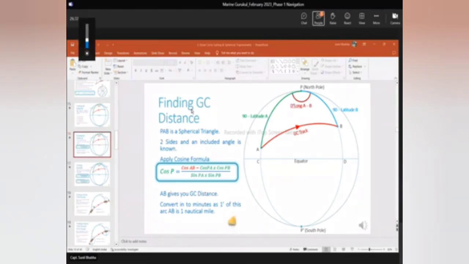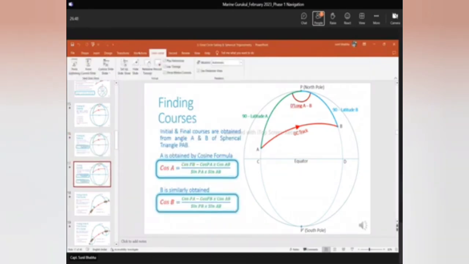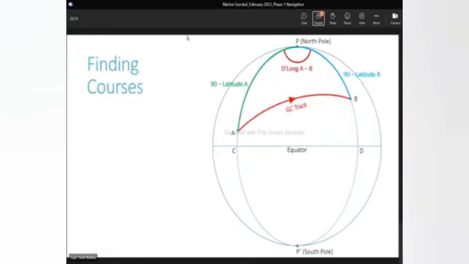Very good beta, great. So we are moving ahead now, and we are now going to find out the courses, initial and final course. Let's go. Now, having found the great circle distance between our starting and destination position, we come to the second part of the question. The second part requires us to find out the initial and final courses.